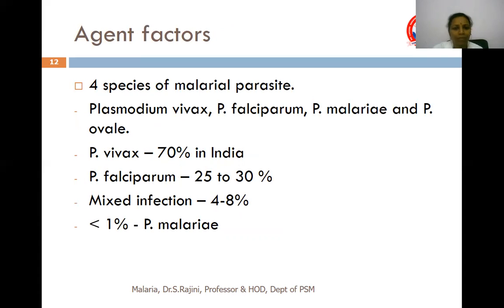So 4 species of malarial parasite are present. You all know, Plasmodium vivax, Plasmodium falciparum, Plasmodium malariae and Plasmodium ovale. Vivax is about 70% in India, so very common, and falciparum 25 to 30%. Mixed infections are about 2 to 8%, and less than 1% we have malariae.